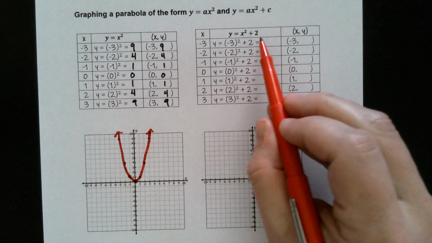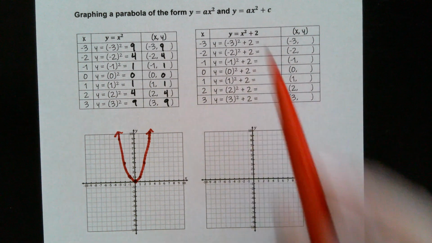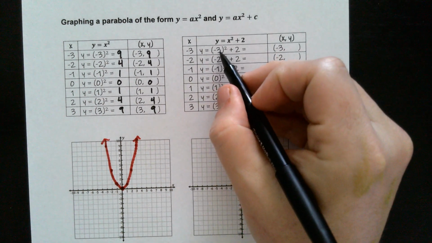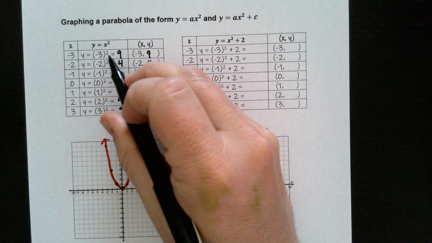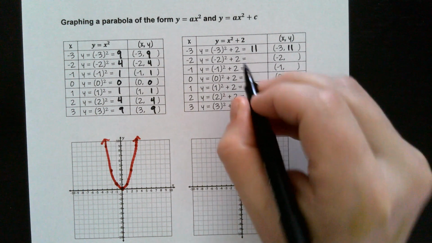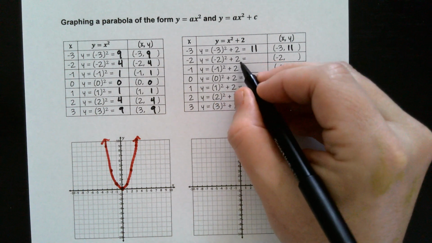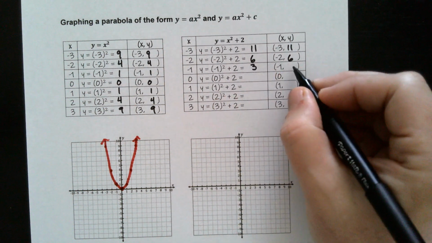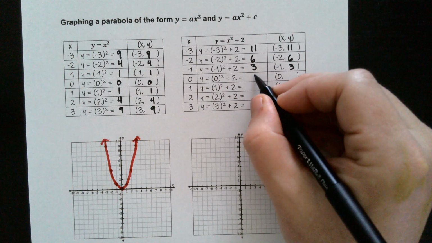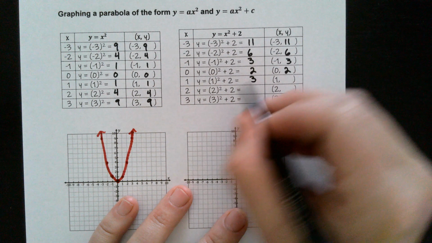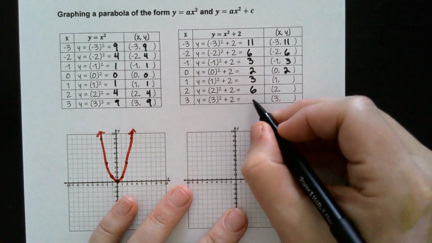Now let's do an example of having a c out here. So this will be a +2. Let's plot these points. We plug in a -3. -3 squared becomes 9. We know that from before, but we add 2, we get 11. So -3, 11. This becomes 4. 4 plus 2 is 6. This becomes 1. 1 plus 2 is 3. This is 0. 0 plus 2 is 2. And then 1 plus 2 is 3. 4 plus 2 is 6. 9 plus 2 is 11.